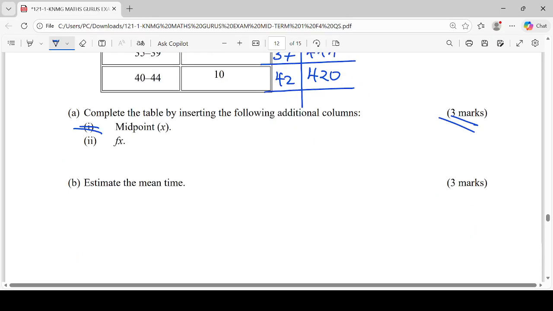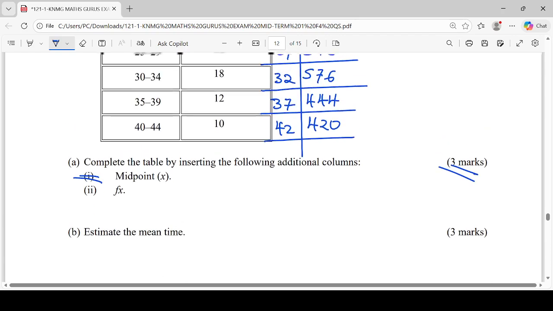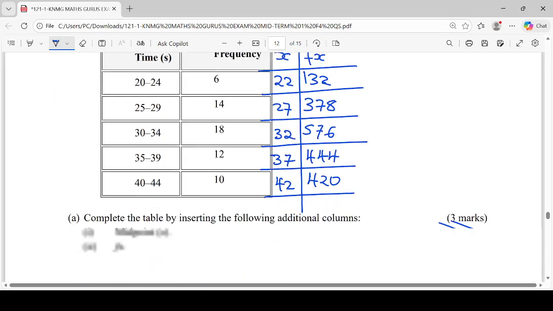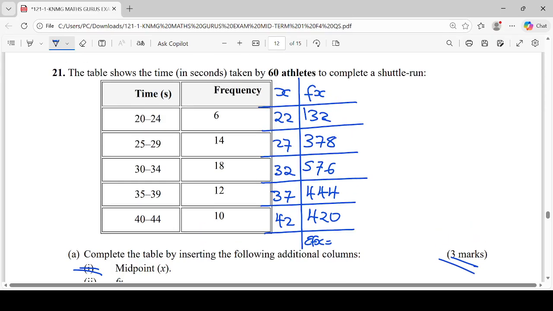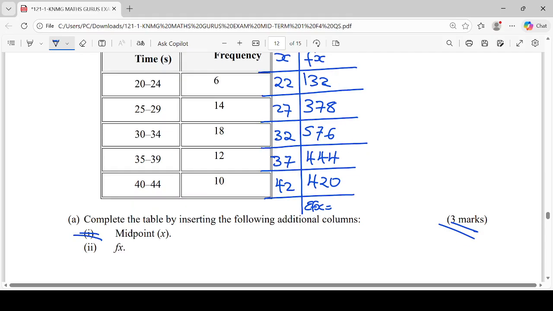Oh my God. Part B, estimate the mean time. So before this, I need to get here the summation of fx. And to get the summation of fx, I'm simply going to add all of this. So I take 132 plus 378 plus 576 plus 444 plus 420. That is 1950. Then the summation of frequency here is 60.